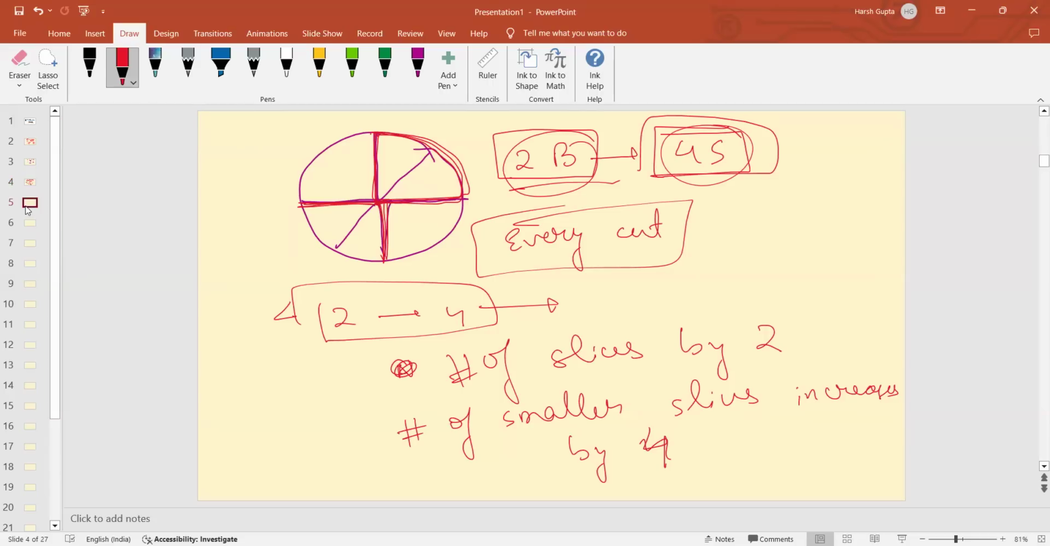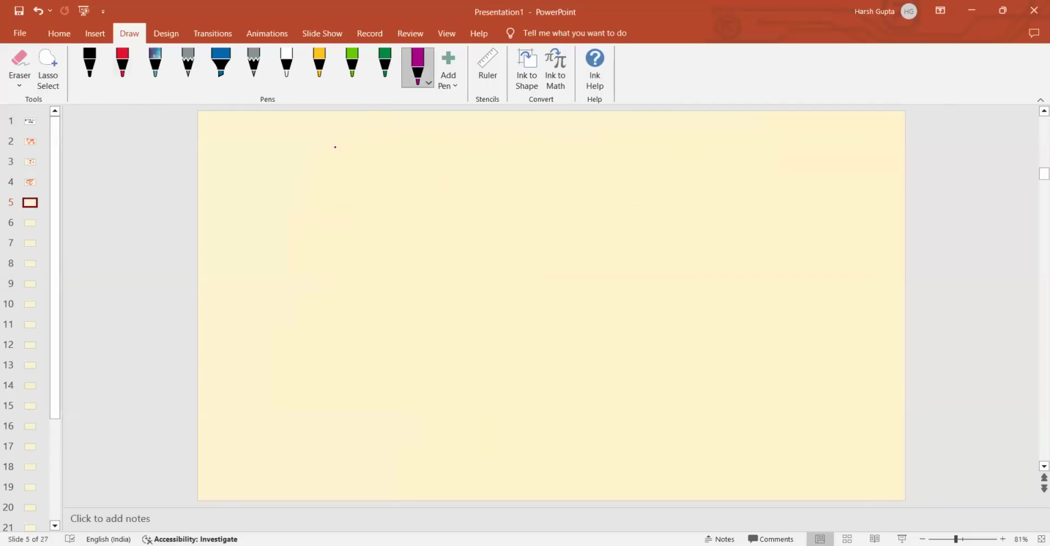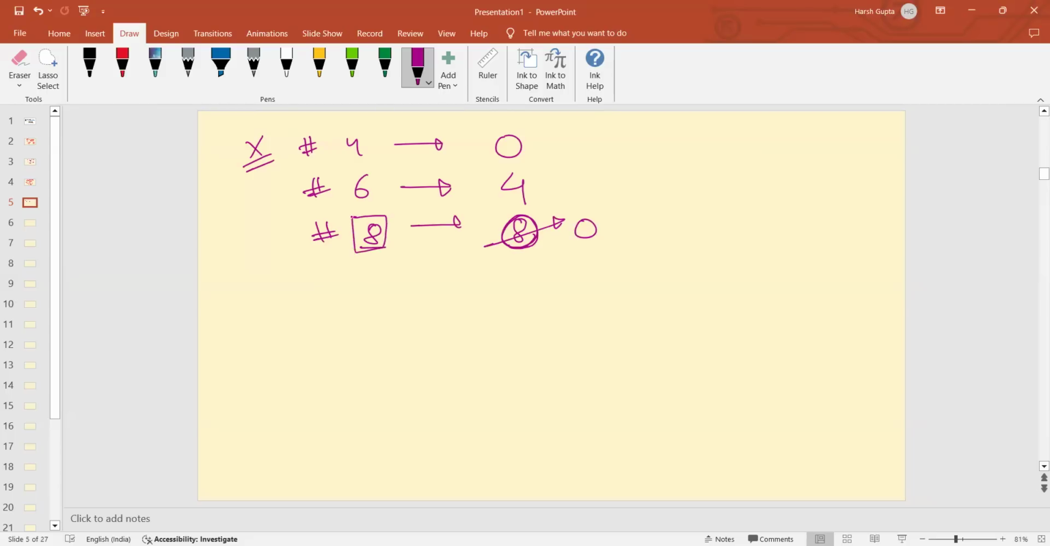Yeah. So can I say that if the number of slices I have is 4, the answer is 0. If the number of slices is 6, that is the value of x, if the value of x is 6, my answer will be 4. If the number of slices is 8, my answer should have been 8, but you observe that the number of slices is also 8, and the number of smaller slices is also 8. So we can say that the answer for this part is 0, and we even discussed that if the number of slices is a power of 2, then the answer will always be 0.